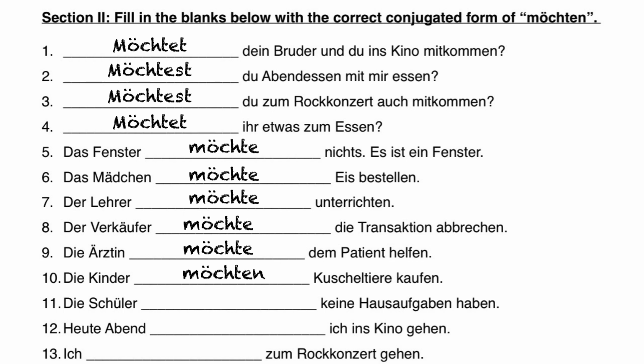Nummer 11. Die Schüler. Die Schüler indicates the plural form of Schüler, and therefore we have to use here die Schüler möchten keine Hausaufgaben haben. The students would like to have no homework.